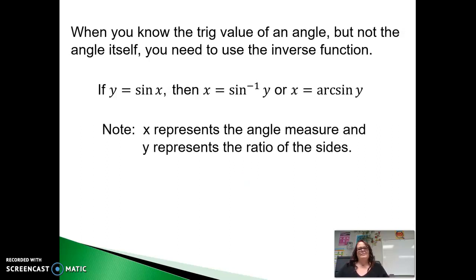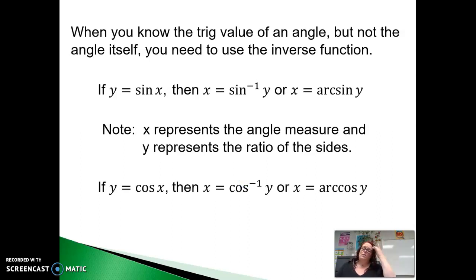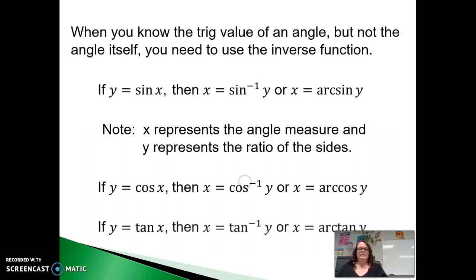X represents the angle measure and y represents the ratio of the sides. So if y is equal to cosine of x, then that means that x is the inverse cosine of y, or we could say arc cosine of y. And then similarly, if y is equal to tangent of x, then x is equal to the inverse tangent of y, or the arc tangent of y.